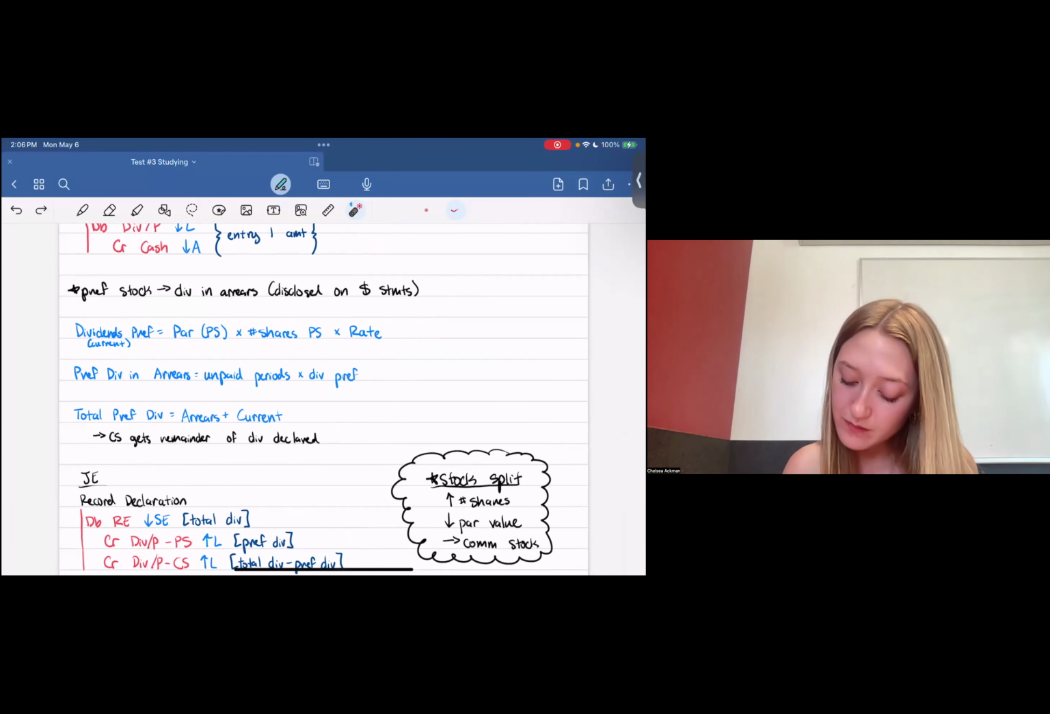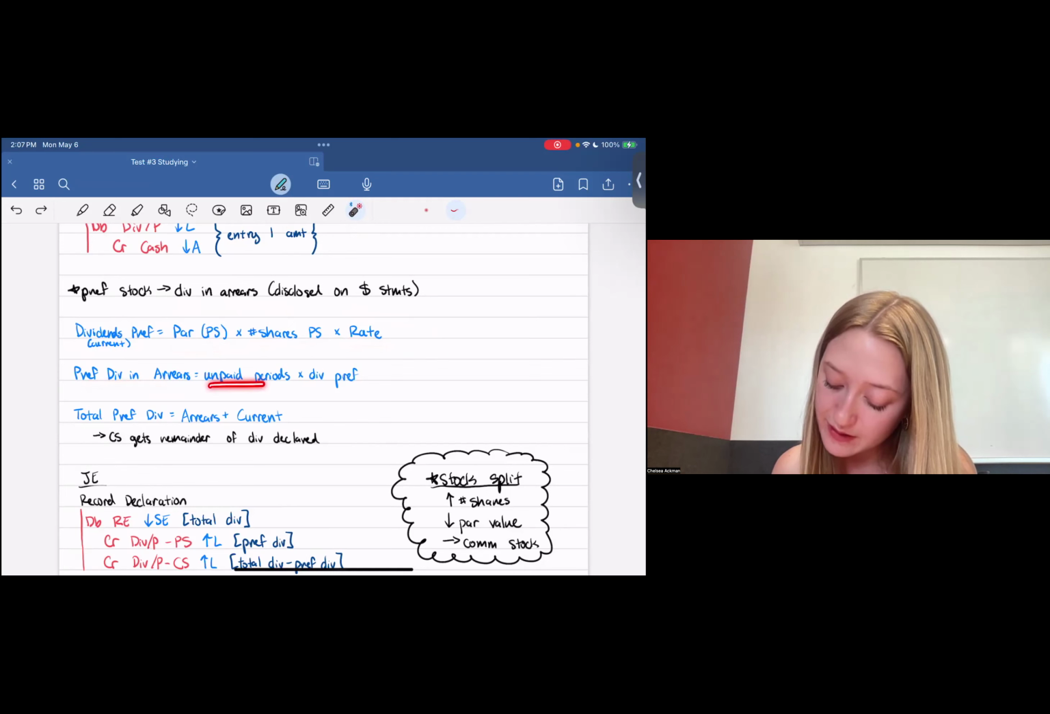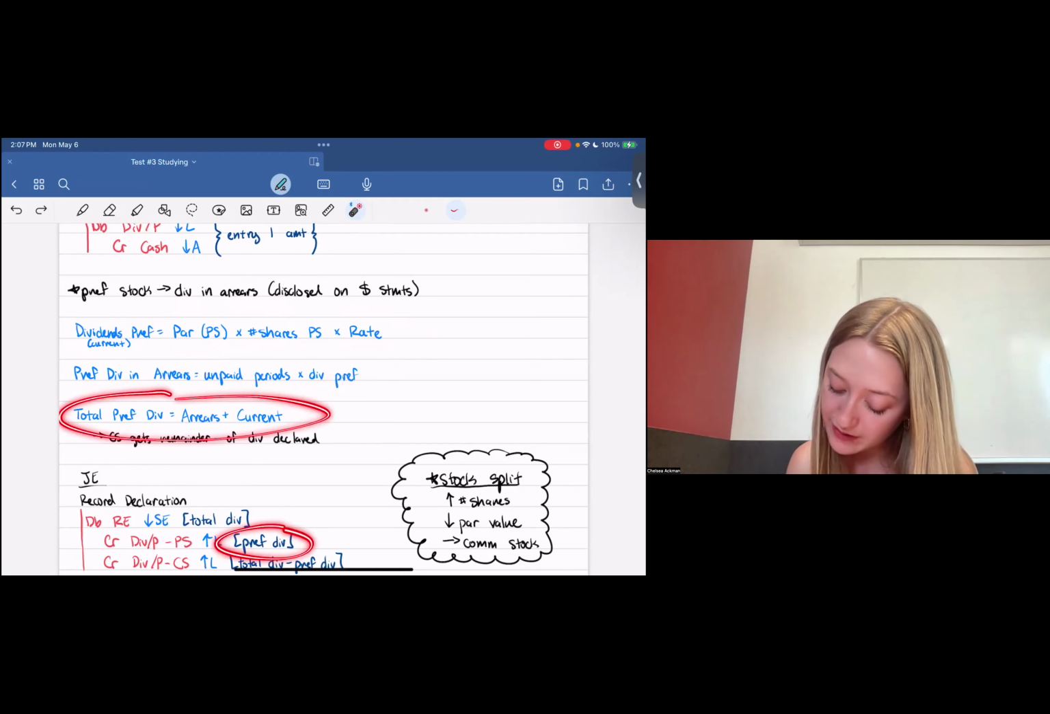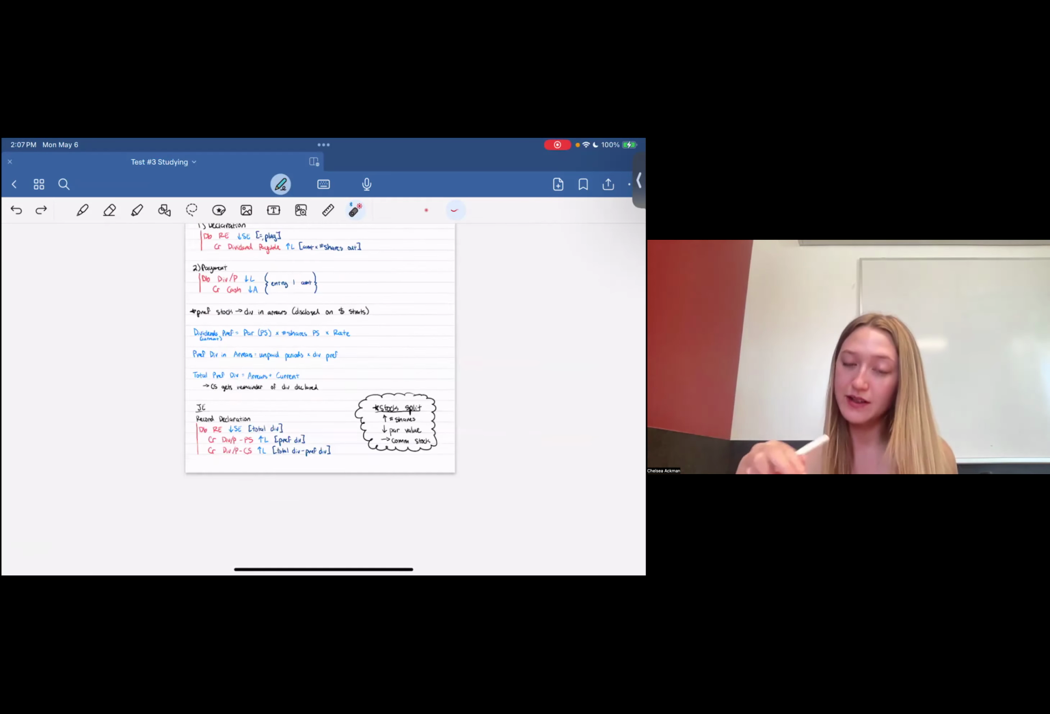And then again, dividends for preferred stock is par of preferred stock times the number of shares of preferred stock times the rate, and the dividends in arrears is unpaid periods times the dividends preferred, and the total preferred dividend is the arrears plus the current.